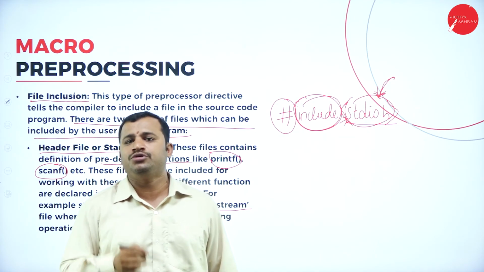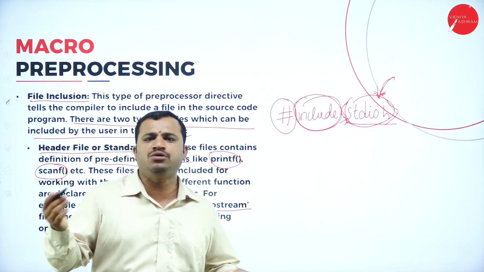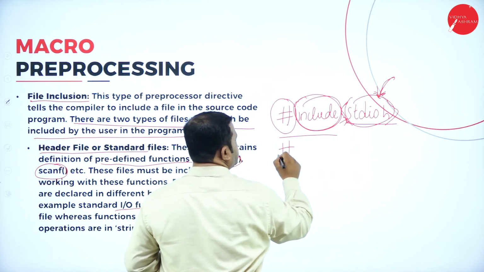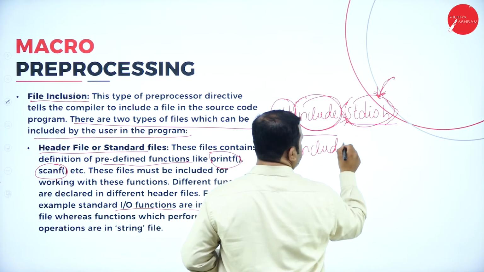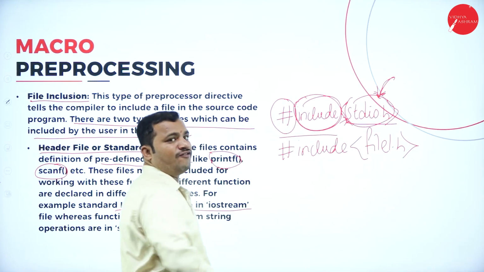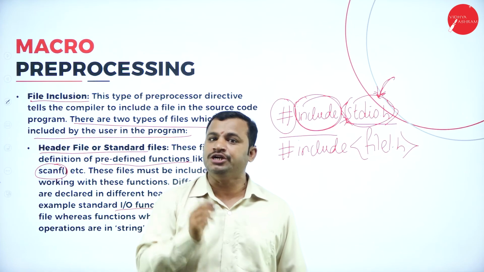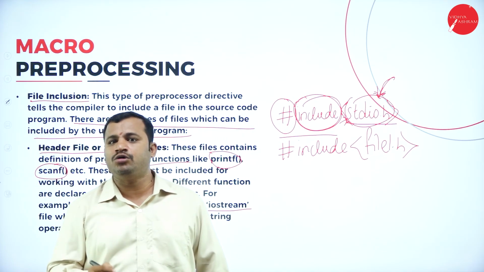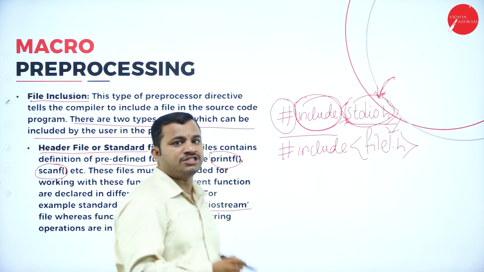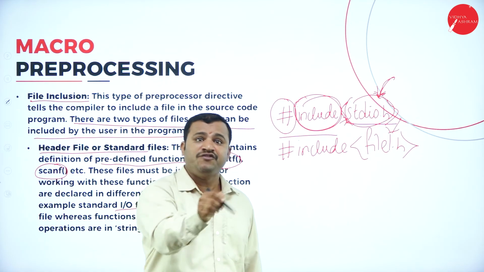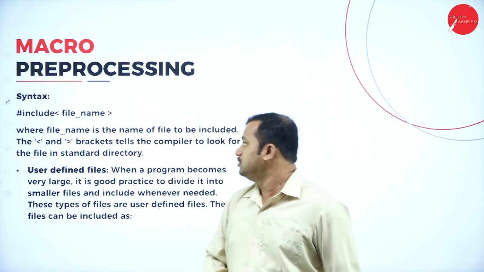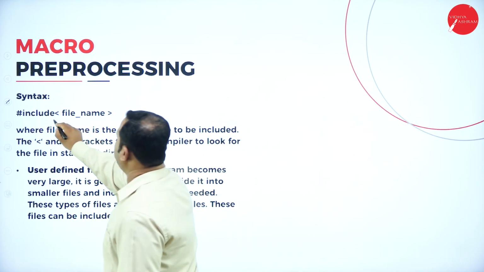Suppose you want to include your own user-defined function into your program. You can do so with hash include some file name, that is hash include file1.h. This includes the file called file1.h into your source program. Suppose you want to find the factorial of a number, you can do so by including the file called file1.h. The file1.h must contain the definition for finding the factorial of a number. Similarly, we have user-defined files.